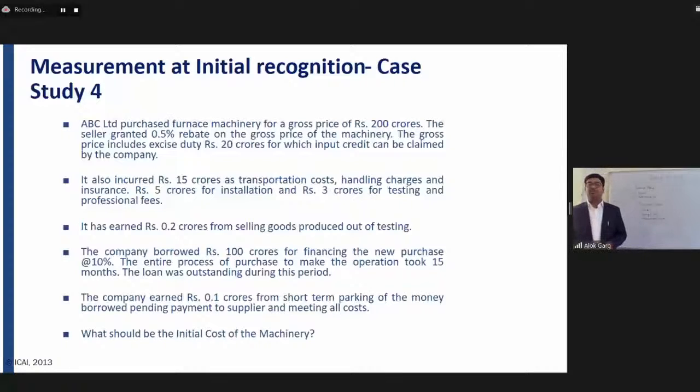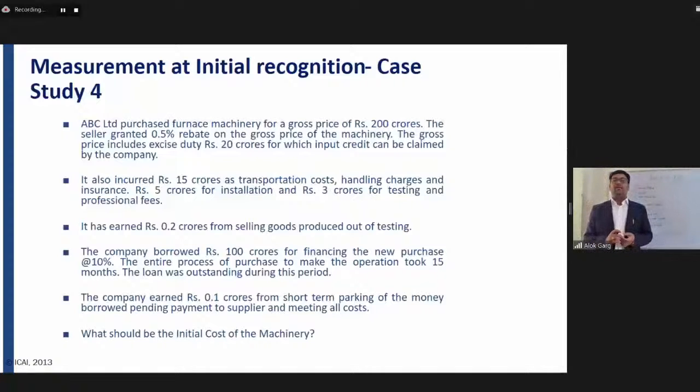Remember, you have learned the concept of borrowing cost under AS 16. Now under Ind AS, it is Ind AS 23. It says that if a loan or a borrowing has been taken for a qualifying asset, and yes, it is taking 15 months for completion, that borrowing cost is required to be capitalized. So how to calculate this borrowing cost? 100 crore multiplied by 10%, multiplied by 15, divided by 12. So this borrowing cost is required to be capitalized. Are we on the same page? Great.